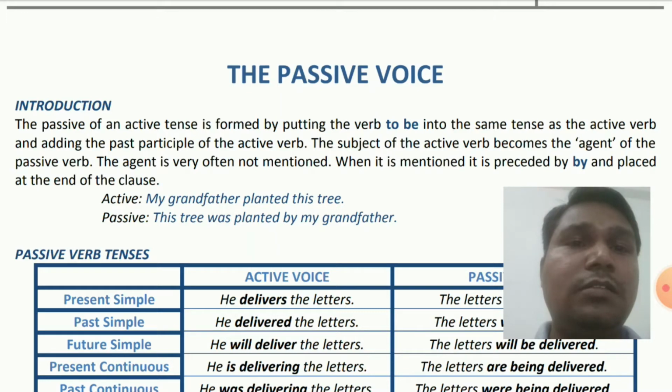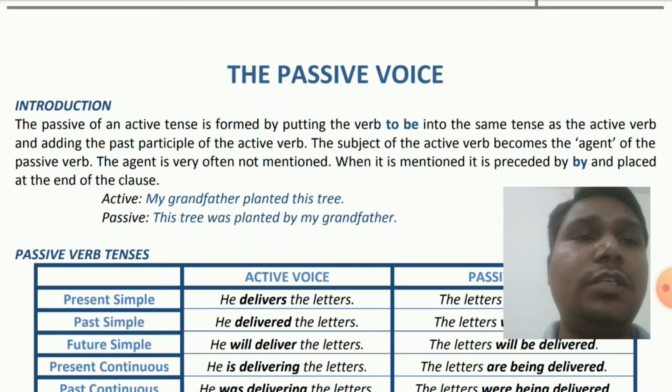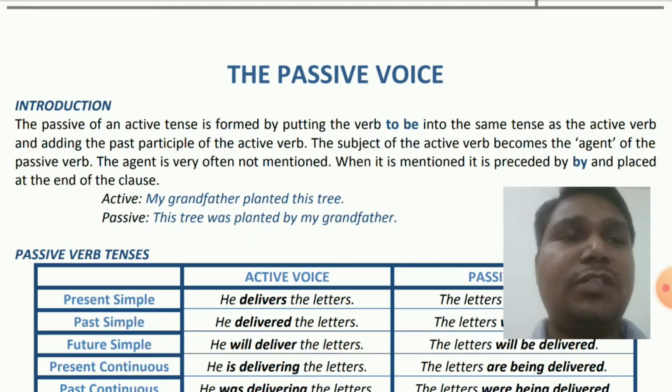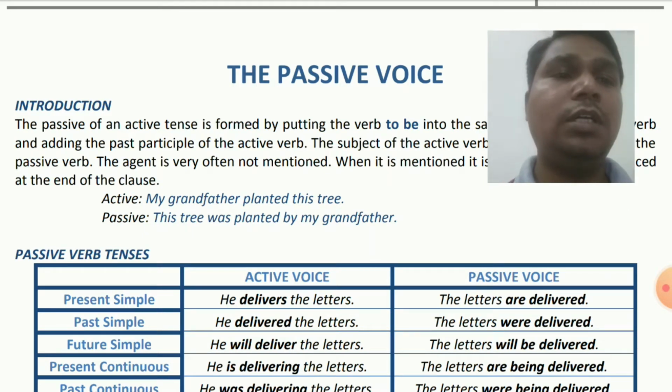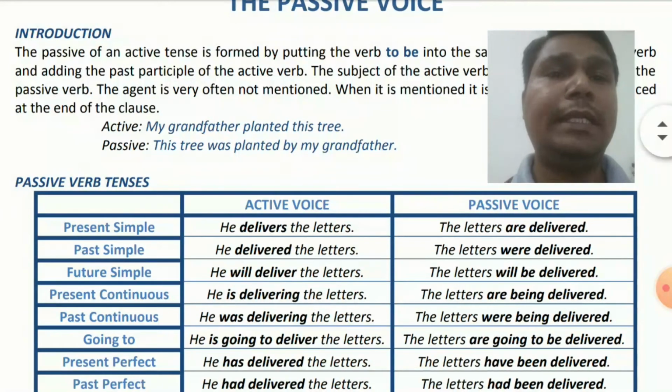Let's see ahead. The agent is very often not mentioned. When it is mentioned, it is preceded by "by" and placed at the end of the clause. Now this thing also you have to remember. If you do not want to put the agent in the passive voice, then also the sentence is correct. But if you are using the agent, then you have to use the preposition "by" before the agent, before the ending of the clause. Now let's see the types of tenses and how the passive will be done in all tenses.